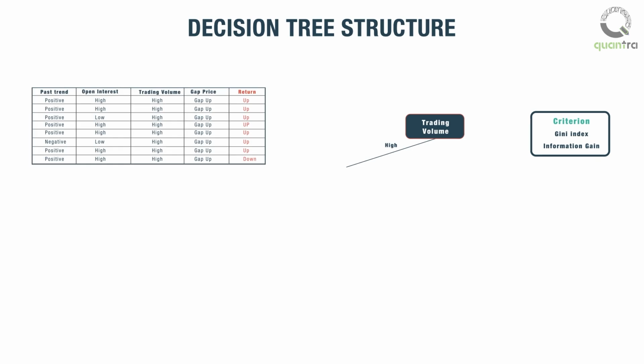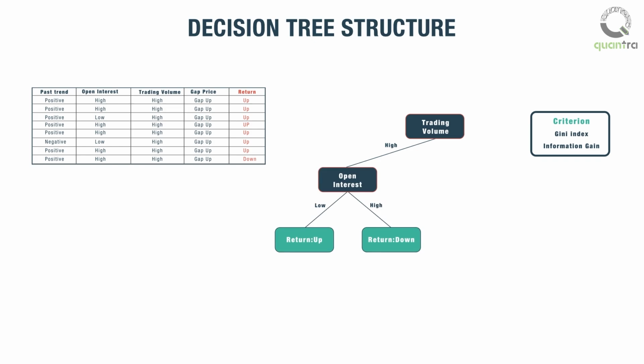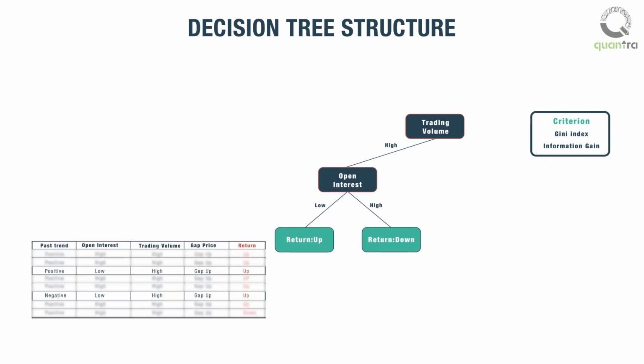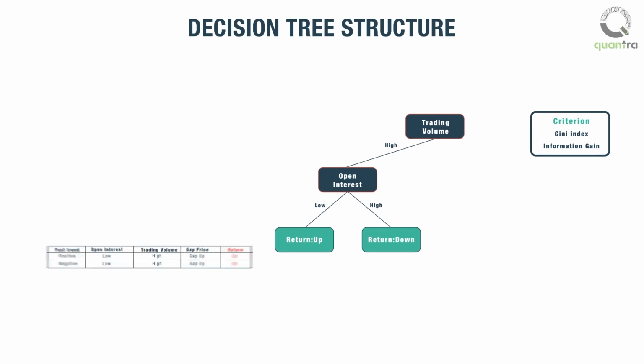Out of the available predictors, open interest is selected as an internal node based on the set criteria, and it further splits the dataset into smaller datasets. After the split, where open interest is low, the remaining dataset would look as shown here.